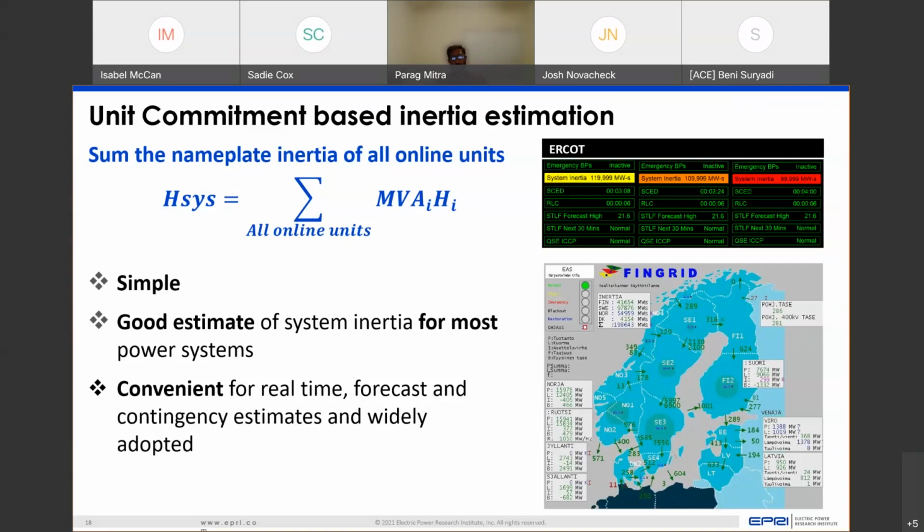And if you know some forecasts of what your unit commitment will be, you can forecast the system inertia for different time frames. So it's a very convenient method to do that. But this method has some drawbacks. So if we move to the next slide.